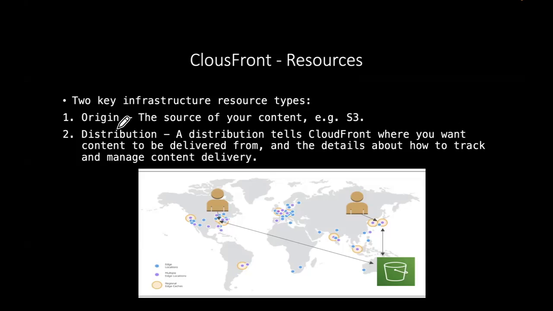The second thing is a little bit more abstract. It's called a distribution. And this distribution resource describes how we want CloudFront to manage our website in terms of how the various edge location servers should do their caching, what kind of caching policy they should use, and some other stuff as well. So what we'll see is that in our CDK stack, we're going to have code that will create these two resources for us.